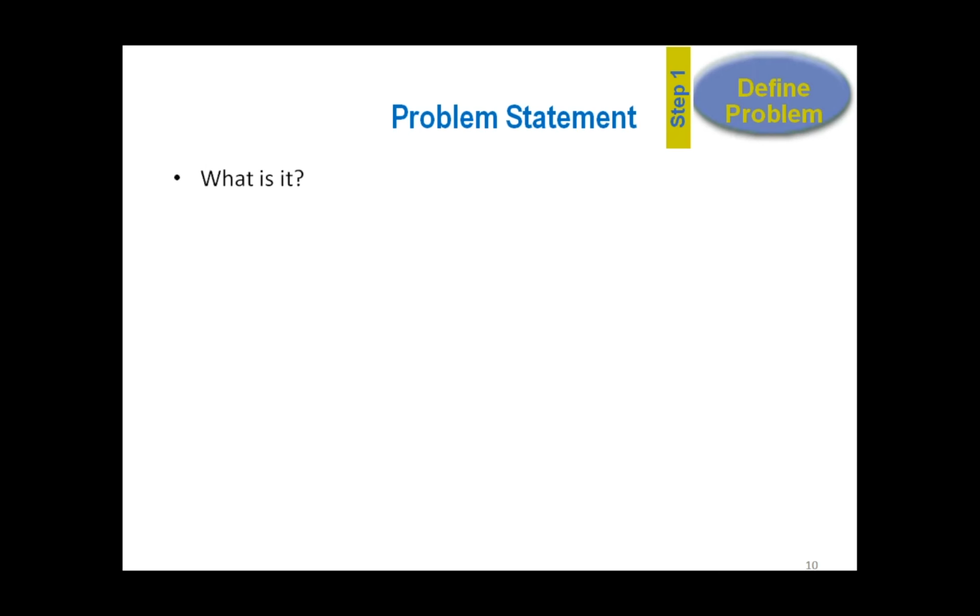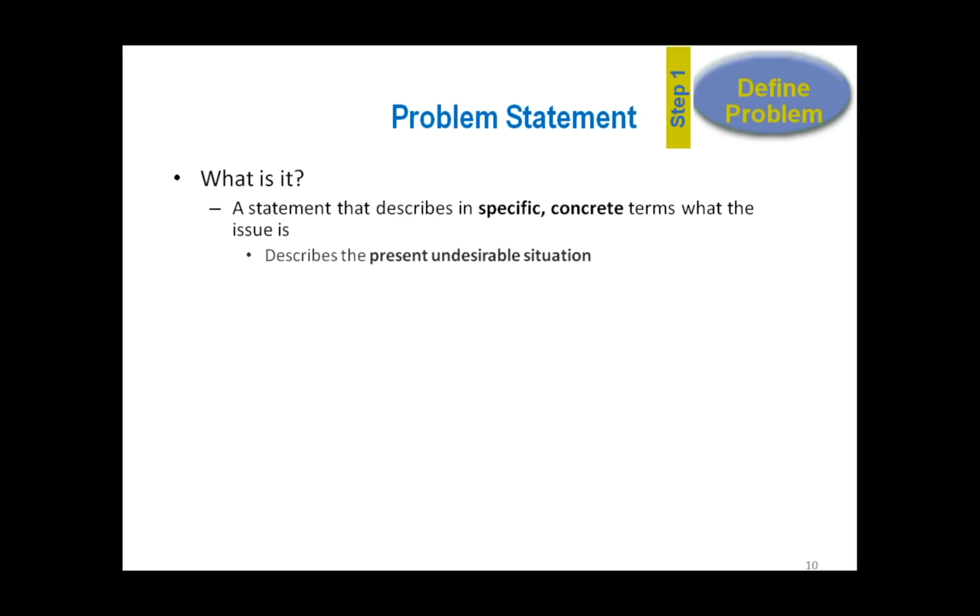So when we talk about a problem statement, it is essentially a statement that describes in specific, concrete terms what the issue is. Now, many times we might say that we are encountering defects in the assembly area. I'm just picking a random example from a manufacturing organization. Now, that's a very vague problem statement. It has to be specific. We'll see how we can make that specific.